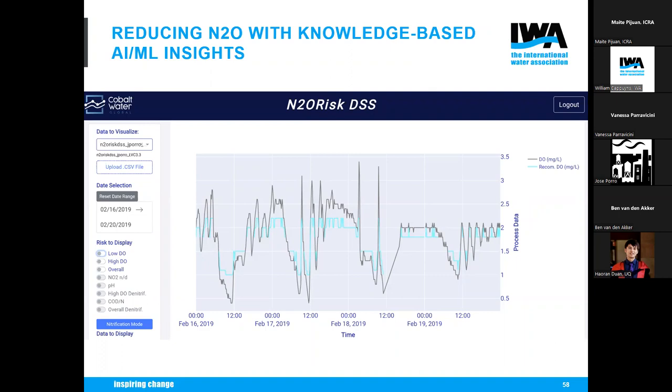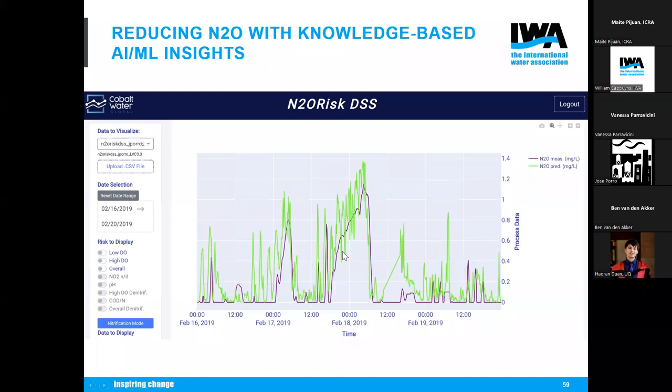This is an example from Cobalt Water Global, who have developed an N2O risk decision support system. The tool uses knowledge-based artificial intelligence and machine learning to propose process adjustments. Here we can see an example with the proposed dissolved oxygen in light blue and the actual dissolved oxygen in gray. Before and after the adjustments, we can see when the adjustment starts because the actual dissolved oxygen is much closer to the suggested DO.